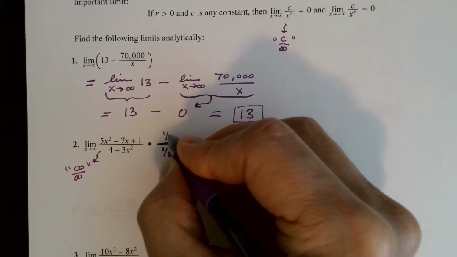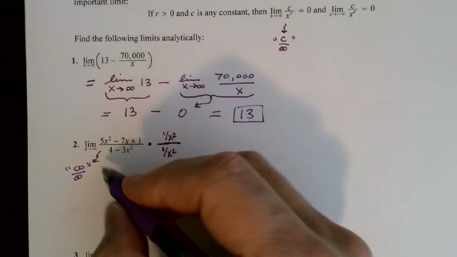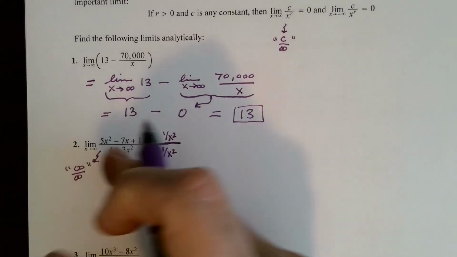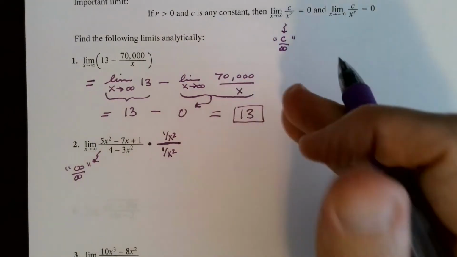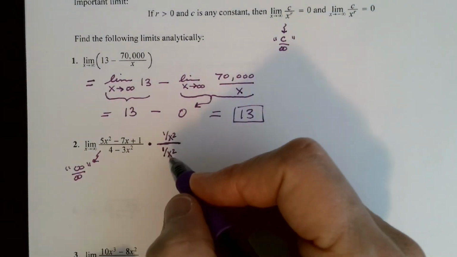I'm going to do that to the top and the bottom. You say, whoa, you've got to be careful. 1 over x squared is undefined if x is 0. You're right, but x is going where? To infinity. So we're way past 0. We're looking at 100, a million, a billion, a trillion. So this ratio is always defined.